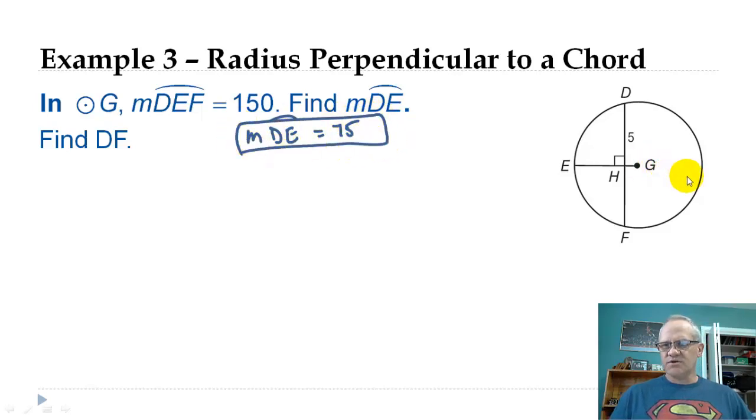And again, that's just because of the rule that we were just talking about. It just cuts that in half. Well, the other thing is, let's find DF. Where's DF? DF is from here to here. Oh, that's the entire length of the chord.